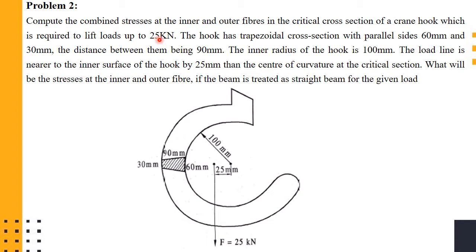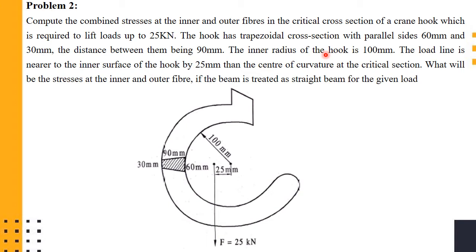The hook has a trapezoidal cross section with parallel sides 60 mm and 30 mm. The dimensions are given here, and the distance between them is 90 mm. The inner radius of the hook is 100 mm and the load line is nearer to the inner surface of the hook by 25 mm than the center of curvature at the critical section. What will be the stresses at the inner and the outer fiber if the beam is treated as a straight beam for the given load?